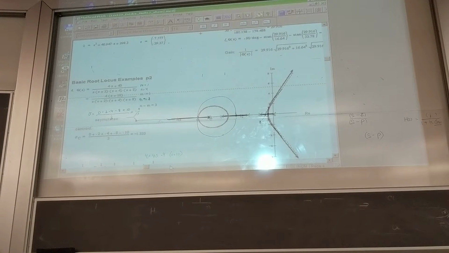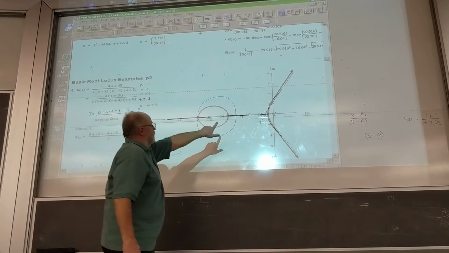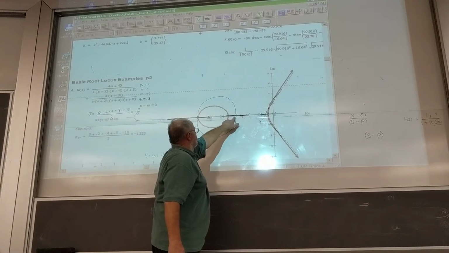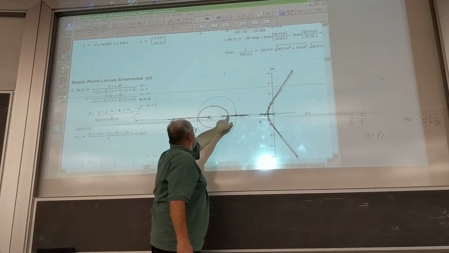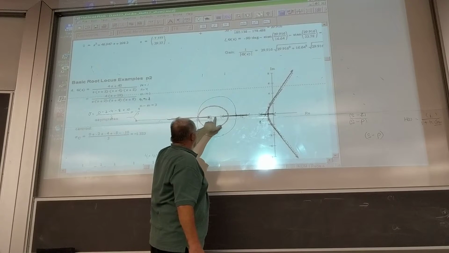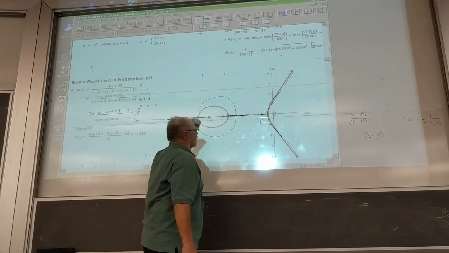But this one turned out to be way off. It did not leave in the center here. It left way closer to here. This circular thing is not quite around the center of these two. It's a little to the left.